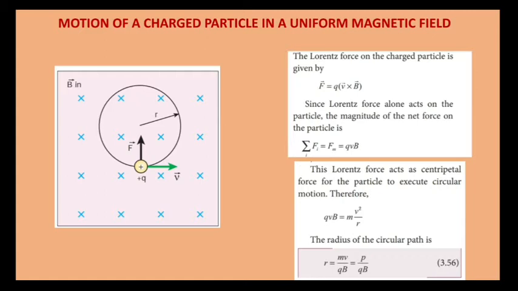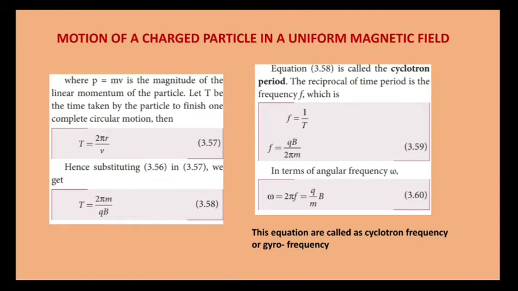The radius of the circular path r is equal to mv by qB, where mv is the magnitude of the linear momentum of the particle. So r is equal to p by qB.